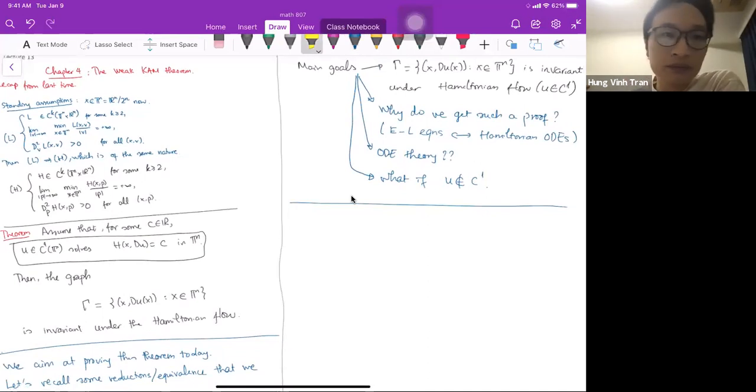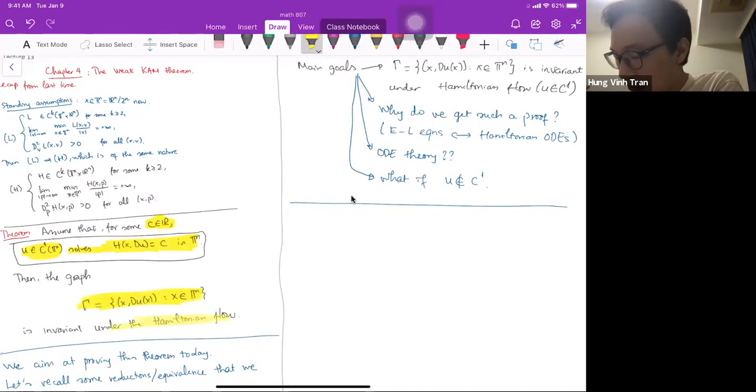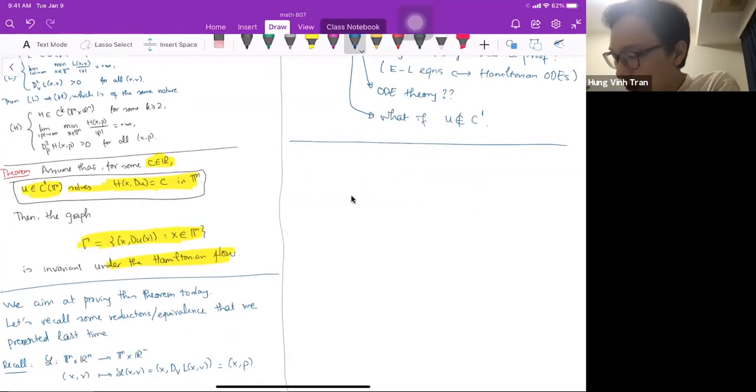We stated the theorem in both of the last two lectures, but let me recall it. C is the energy level, and we assume that U in C1 of the torus solves the Hamilton-Jacobi equation H of x, du equal to C in the torus. And the claim is that the graph gamma is invariant under the Hamiltonian flow. Let me recall quickly what we did last time, because there's a duality between the Lagrangian and Hamiltonian frameworks. So it's always good to go from one to the other and vice versa.